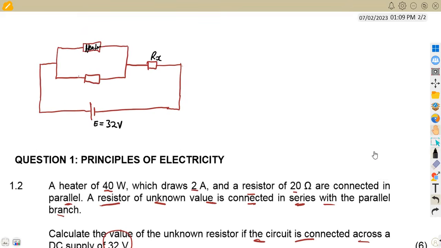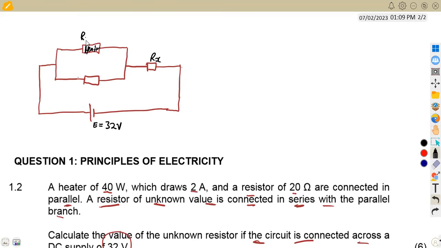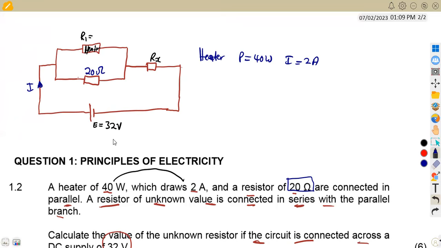The resistance of our heater, we can just say it's R1, which we do not know, but we're given the power and the current from the heater. So from our heater, we are given the power of 40 watts and the current of 2 amps, meaning we can calculate the resistance from there. Then the second one has its resistance here, which is 20 ohms. This will be the supply current. This heater draws 2 amps, so there's a current flowing across the heater of 2 amps.